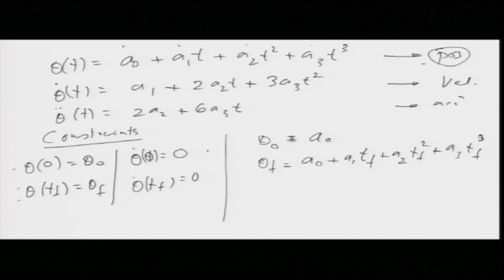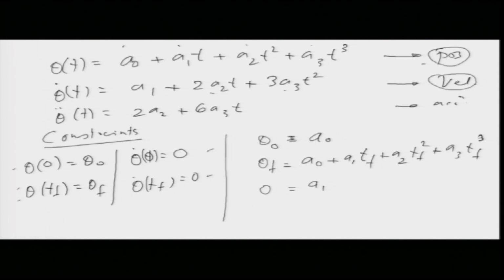Now, we have these 2 constraints here, which we can put in the velocity equation. So, we will get 2 equations again. Velocity is equal to 0 at start. So, when time is equal to 0, velocity is equal to 0. From that we get a 1 equal to 0. The other terms will be 0 because t is equal to 0. So, we get one equation here.